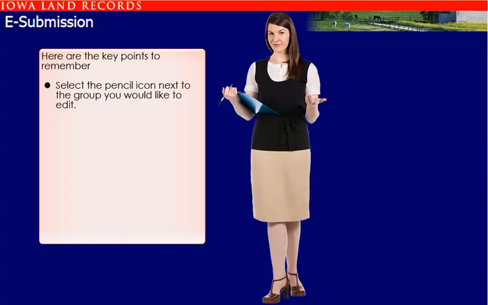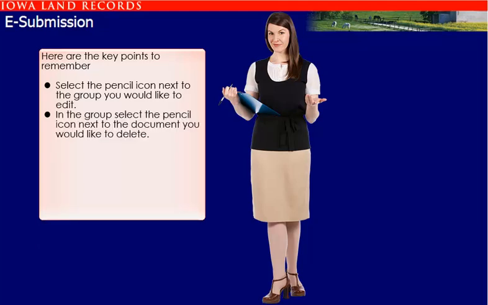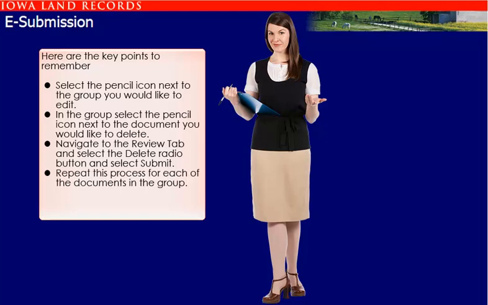Here are some key points to remember. Select the pencil icon next to the group you would like to edit. In the group, select the pencil icon next to the document you would like to delete. Navigate to the Review tab and select the Delete Radio button and then select Submit. Repeat this process for each of the documents in the group. Return to the Group tab and select the Delete Group button to delete the group.